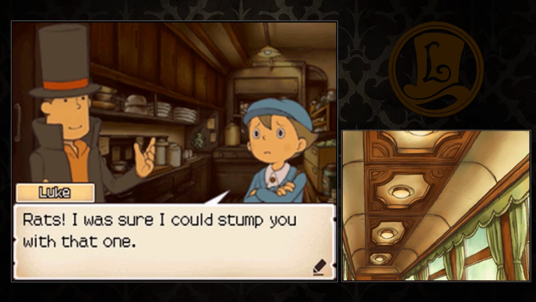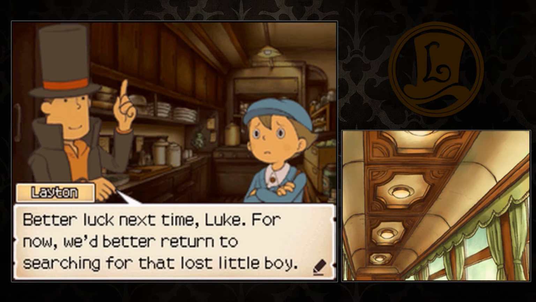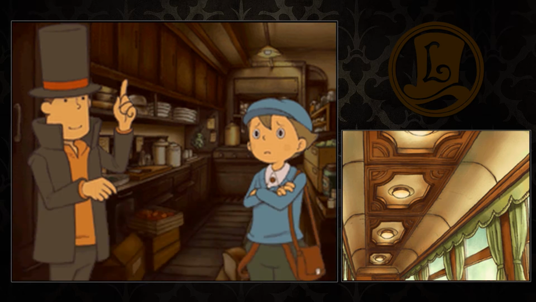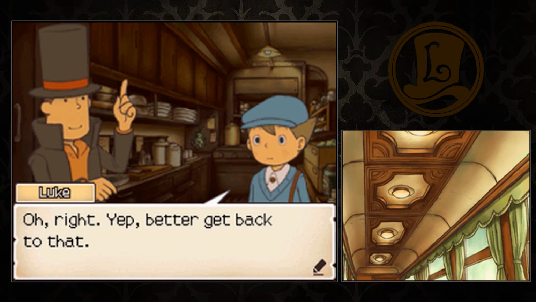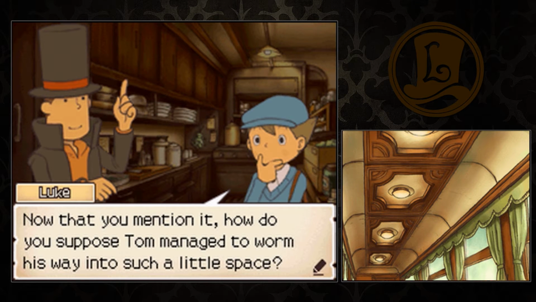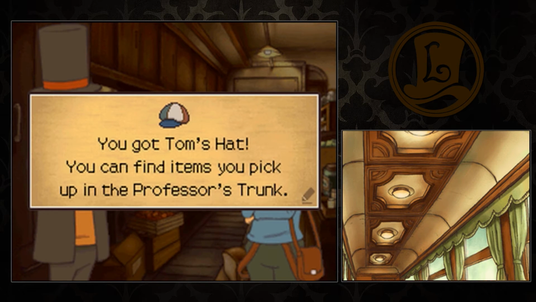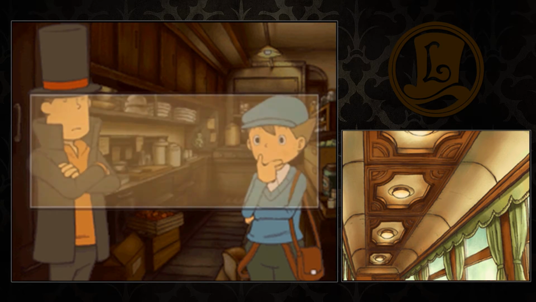Rats! I was sure I could stump you with that one. Better luck next time, Luke. For now, we'd better return to searching for that lost little boy. Oh, right. Yep, better get back to that. Now that you mention it, how do you suppose Tom managed to worm his way into such a little space? Good question. It's probably not even a person. It's probably an animal.